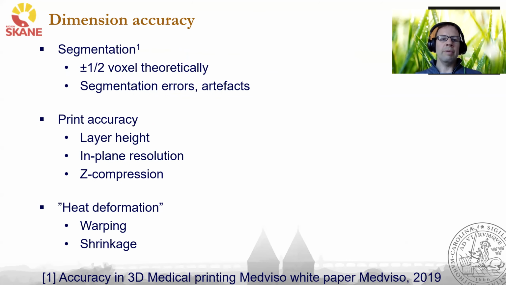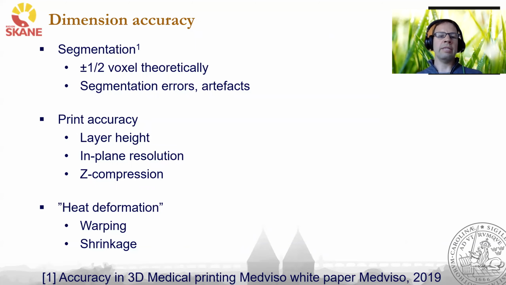So let's start with dimensional accuracy. Firstly, this really comes down to the segmentation. And actually, it even starts before that because of the acquisition. So how accurate is your acquisition process? In MR, for instance, you may have quite large deformations of the images, based on inhomogeneous gradient fields or chemical shifts, and based on the materials.